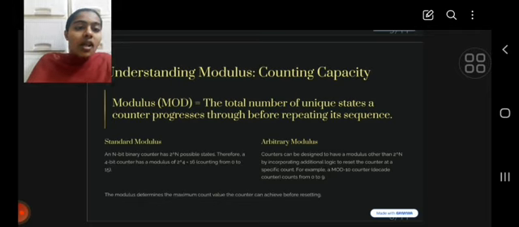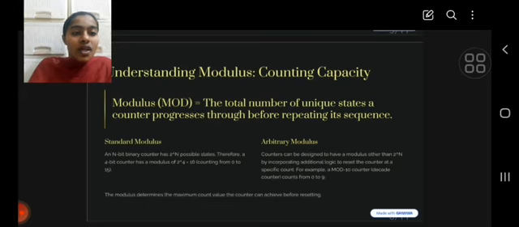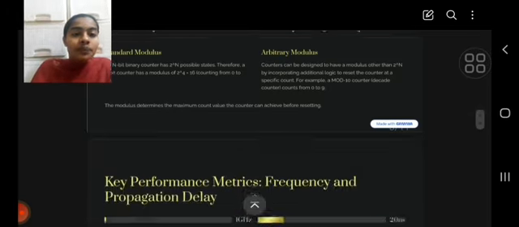Arbitrary modulus. The counter can be designed to have a modulus other than 2 power n by adding additional logic that resets the counter at a specific count. For example, a modulus 10 counter counts from 0 to 9.